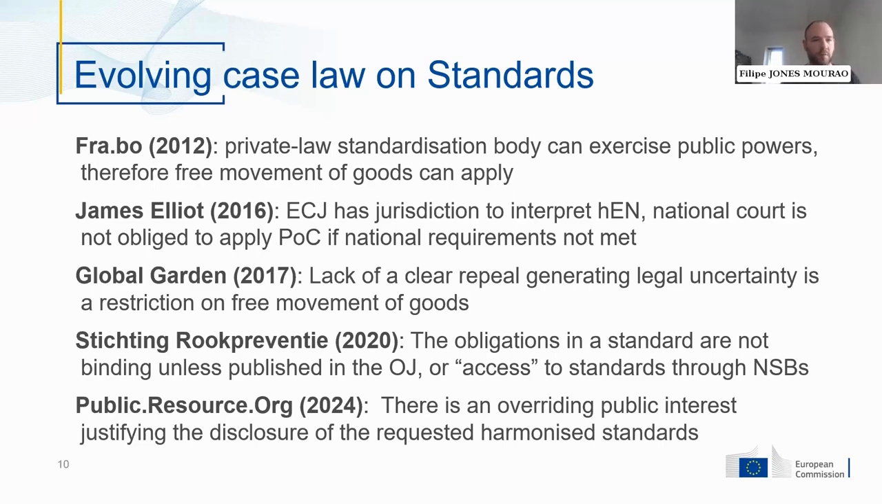So in the judgment of Fra.bo in 2012, the European Court of Justice came to say that private law standardization bodies can actually exercise public powers, and therefore certain provisions will apply to them, especially in this case, the free movement of goods. In 2016, the European Court of Justice again came and said, in the James Elliott case, that it has actually jurisdiction to interpret harmonized European standards, even though they are developed by a private body. They are not legislation per se, but because they apply legislation, then the court can interpret them.